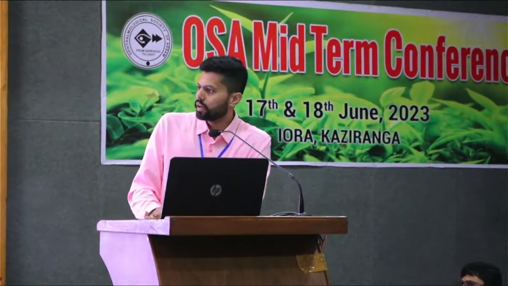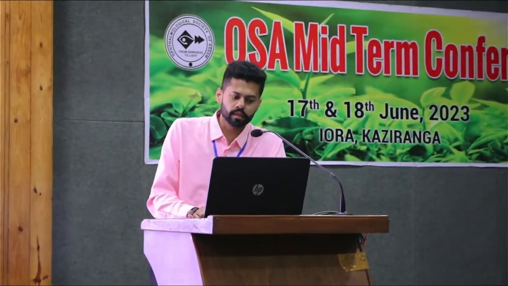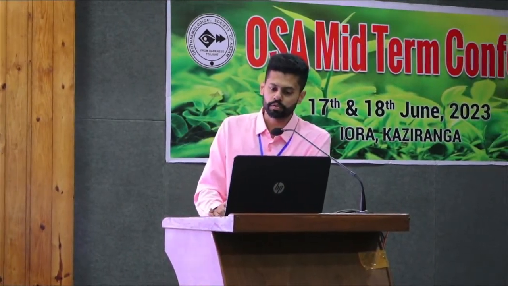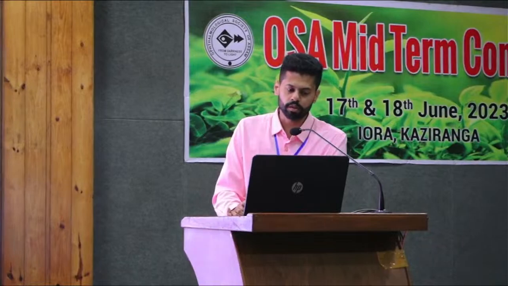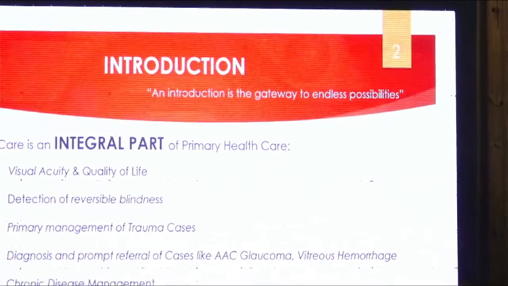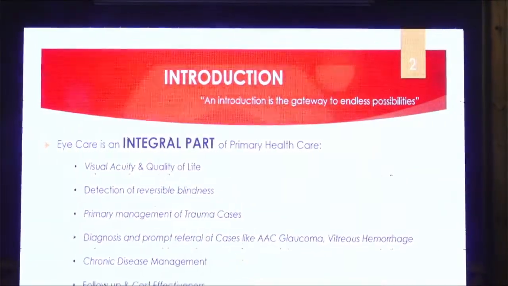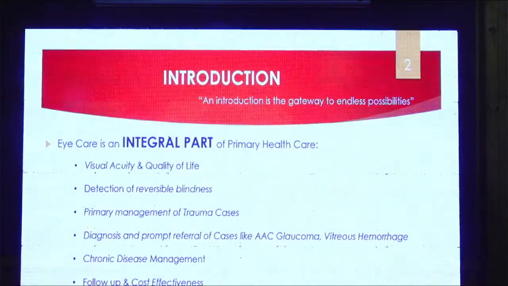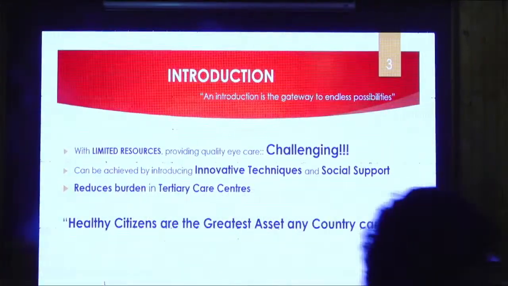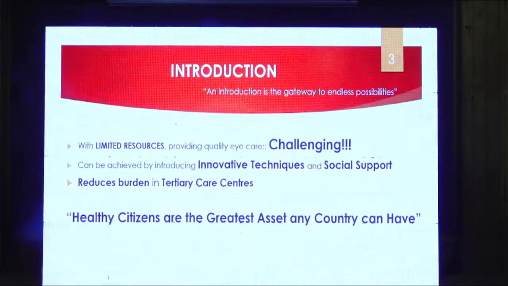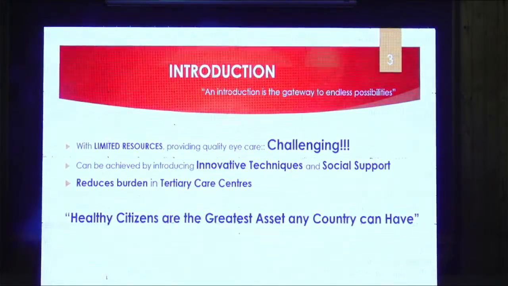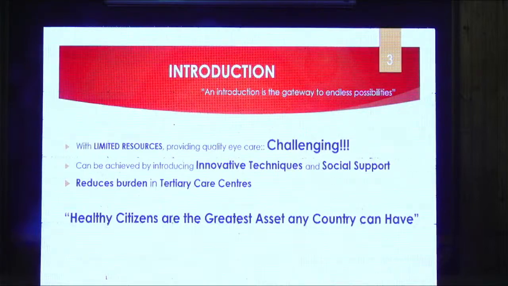To introduce my topic, we all know eye care is an integral part of primary health care. It's because there is a strong relation between visual acuity and quality of life. Also, there are other aspects like detection of reversible blindness, managing trauma cases, and emergency cases like acute angle closure glaucoma before referral. But in the periphery, or in primary healthcare setups with very limited resources, providing quality eye care is very challenging. Every day we have to come up with innovative techniques and improvising to give proper eye care. This also helps in reducing the burden on tertiary eye care centers.